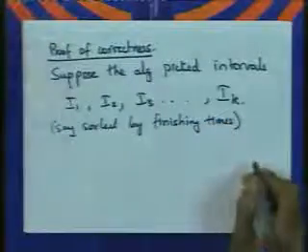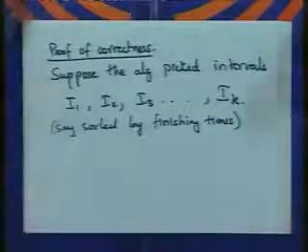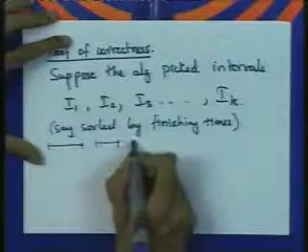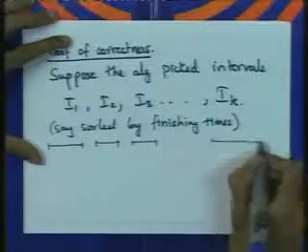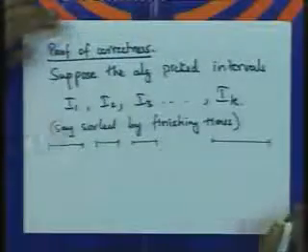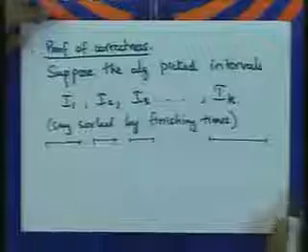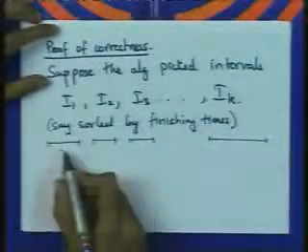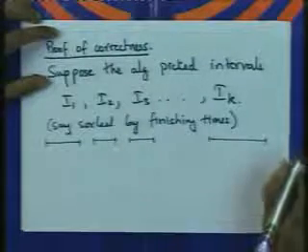Well, if they are sorted by finishing times, they are also sorted by starting times, because these intervals are disjoint. Okay, so the intervals look like this. Let's say this is I1, that's I2, I3, and so on, that's Ik. So the intervals are disjoint, so sorting by finishing times and starting times is the same thing. Suppose the algorithm picked these intervals I1, I2, I3 up to Ik.